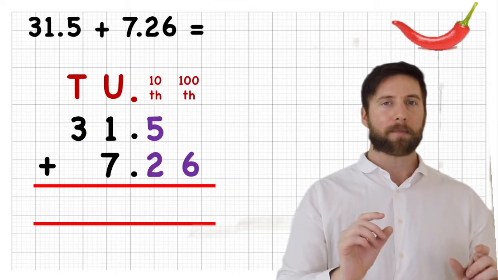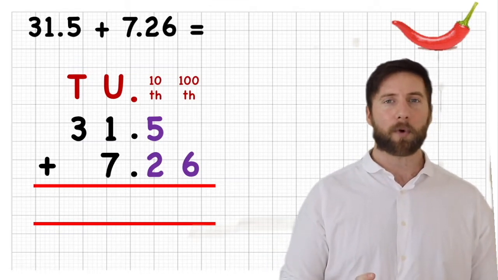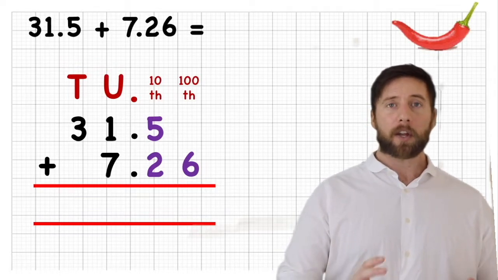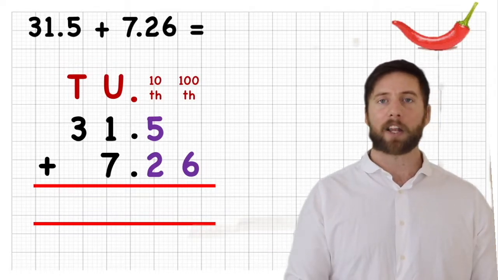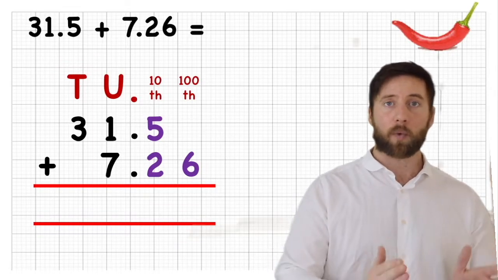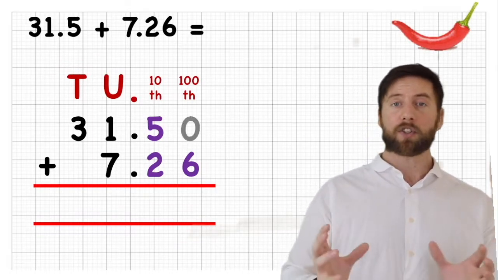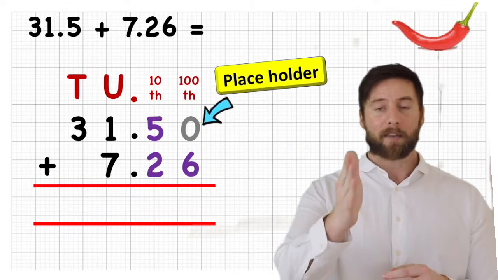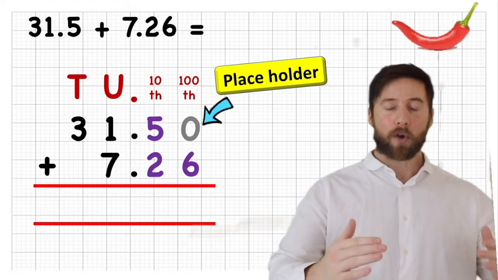But I've got a couple of gaps. Now in addition, that's not really that important, but it's really important for subtraction, so let's understand what we can do. 31.5 holds the same value and is exactly the same as saying 31.50. That 0 doesn't change the value of the number, but it's called a placeholder. We can put it there so that we can have the same amount of digits in both of our numbers.